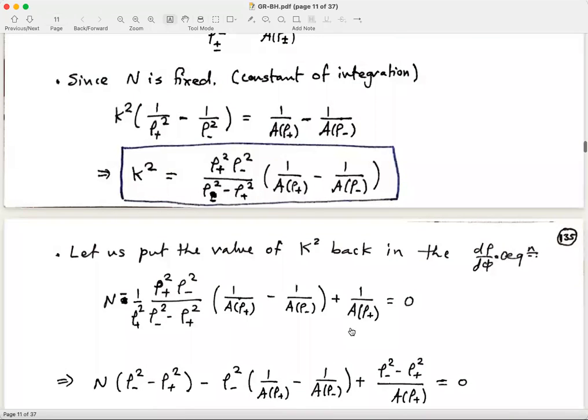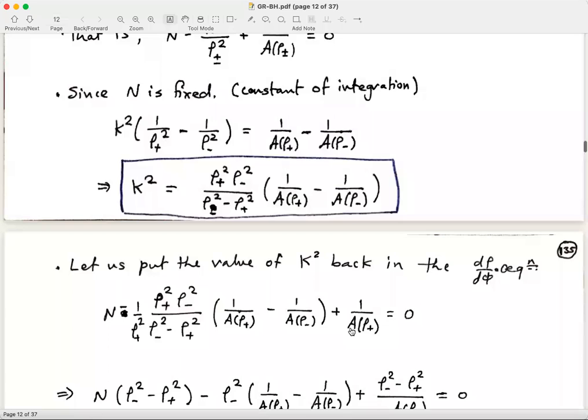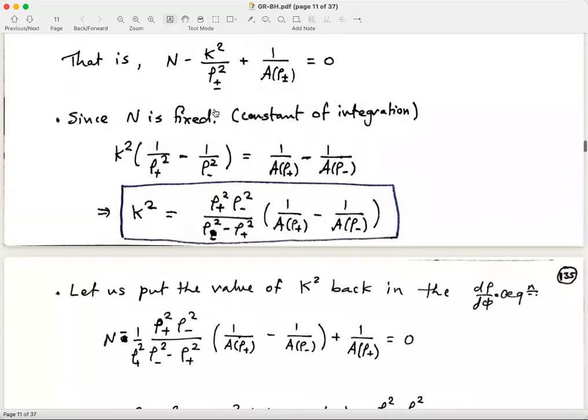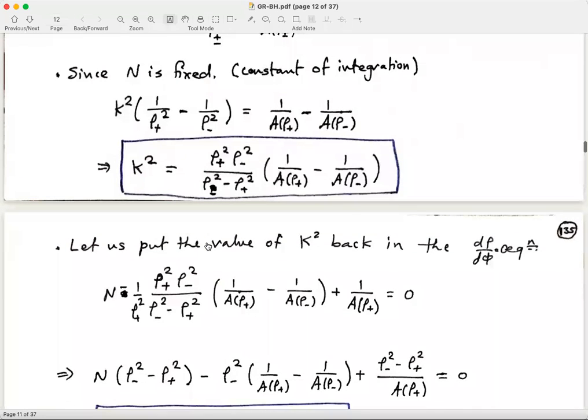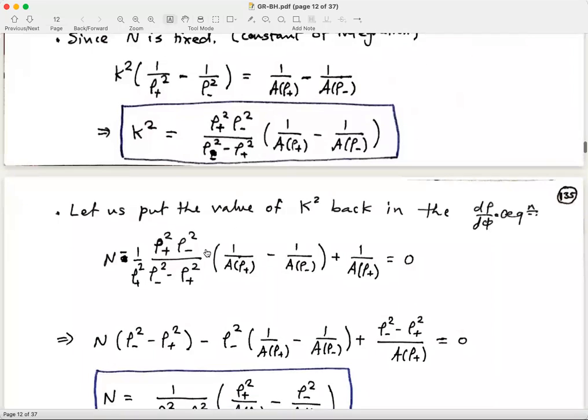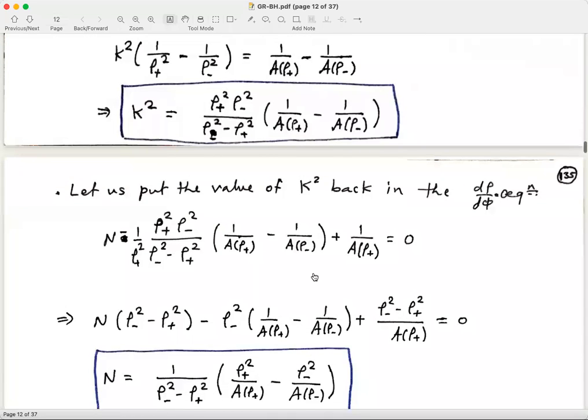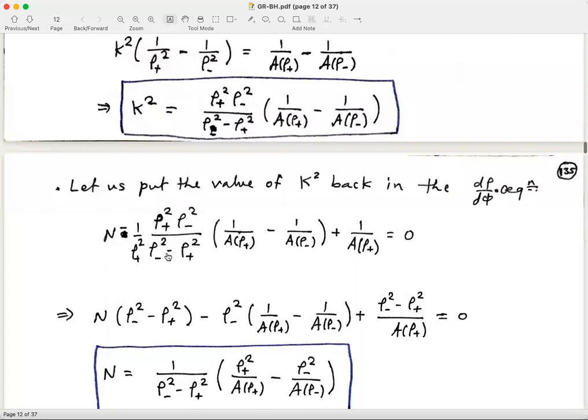We can get an expression which looks like this. All we are doing is working at the extremal values of rho, and we have just replaced k squared by this entire expression, and we of course have rho plus squared or rho minus squared. We have equations of that kind. Good. You can massage this equation further to determine n, in terms of a of rho plus, a of rho minus, as well as rho plus and rho minus. This is the expression.